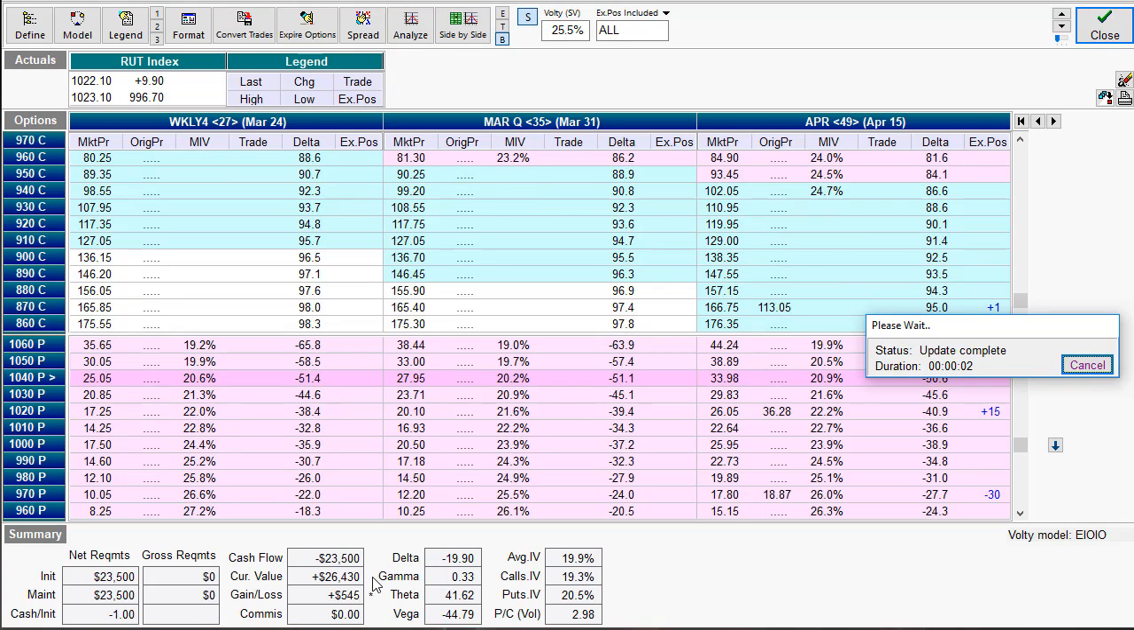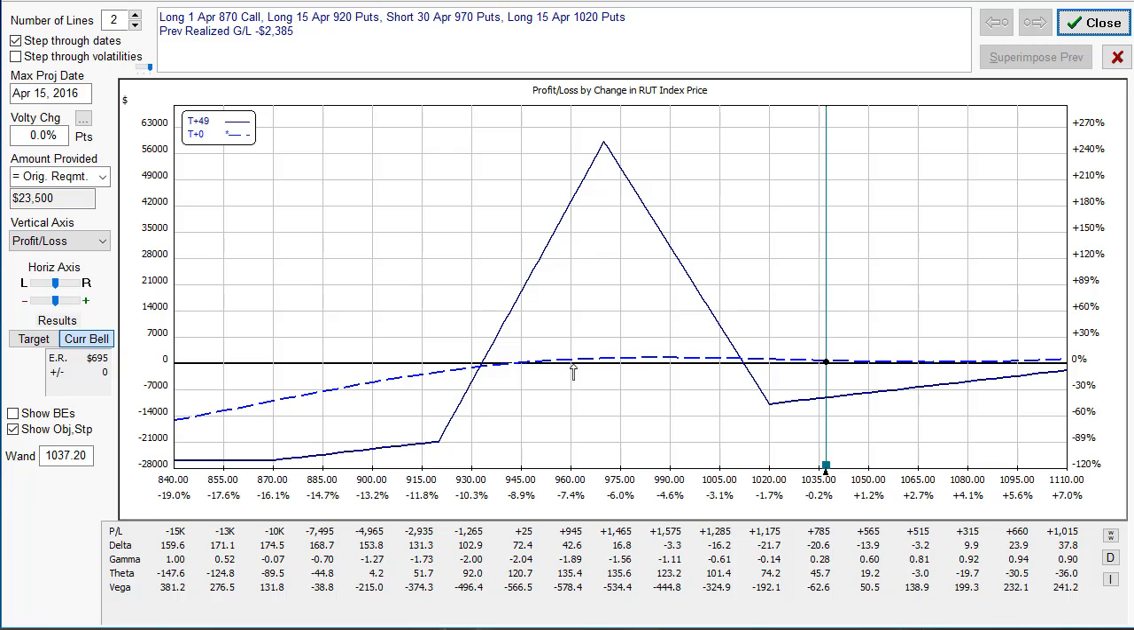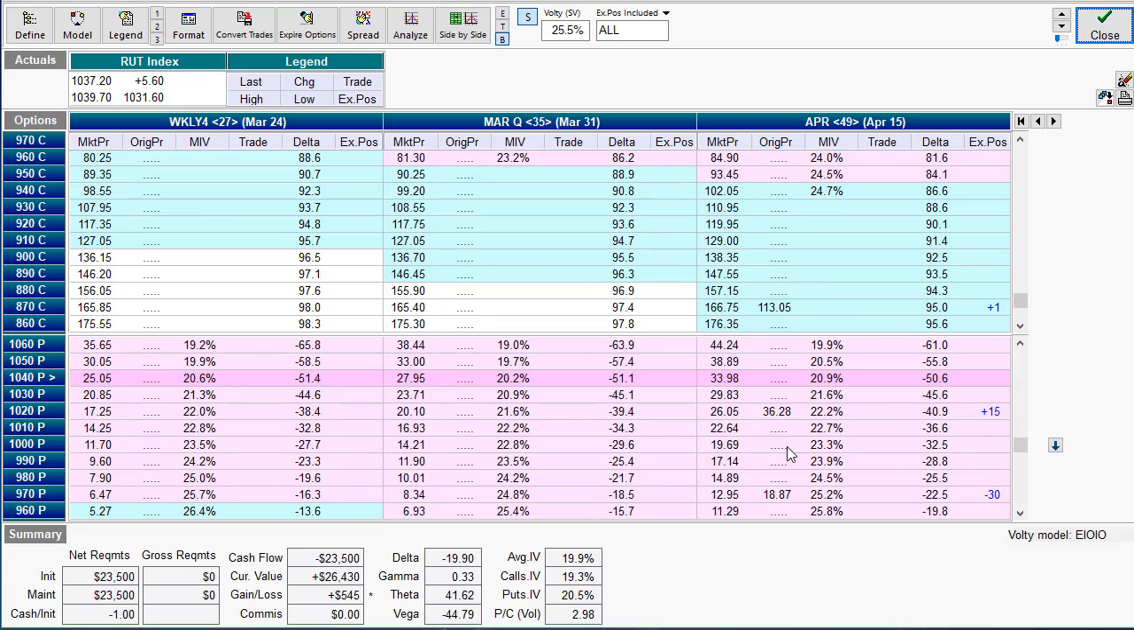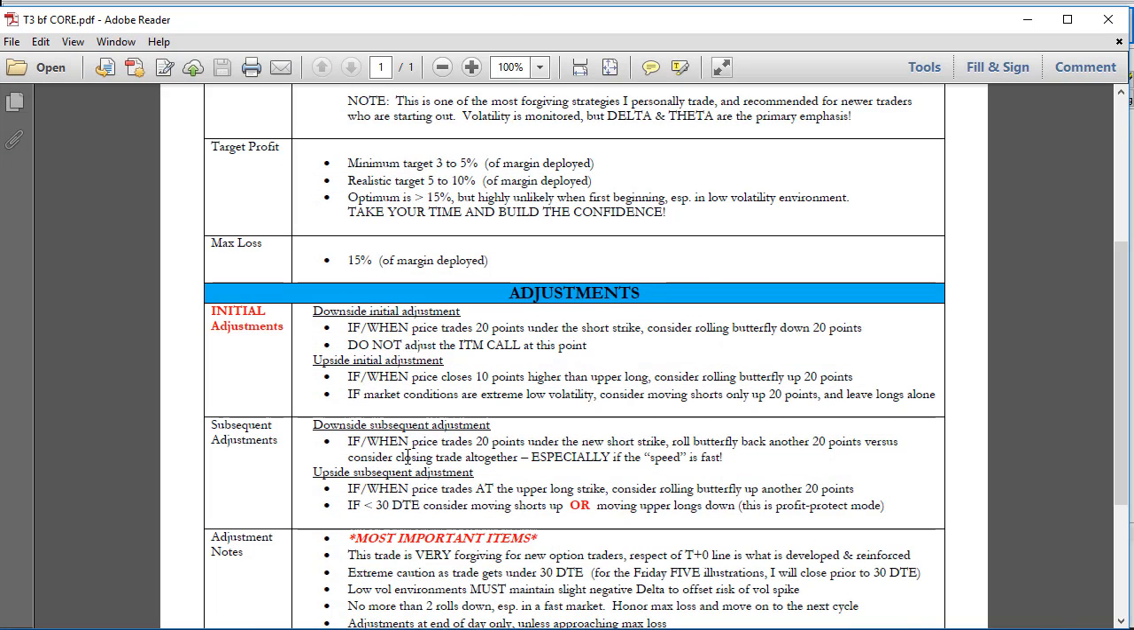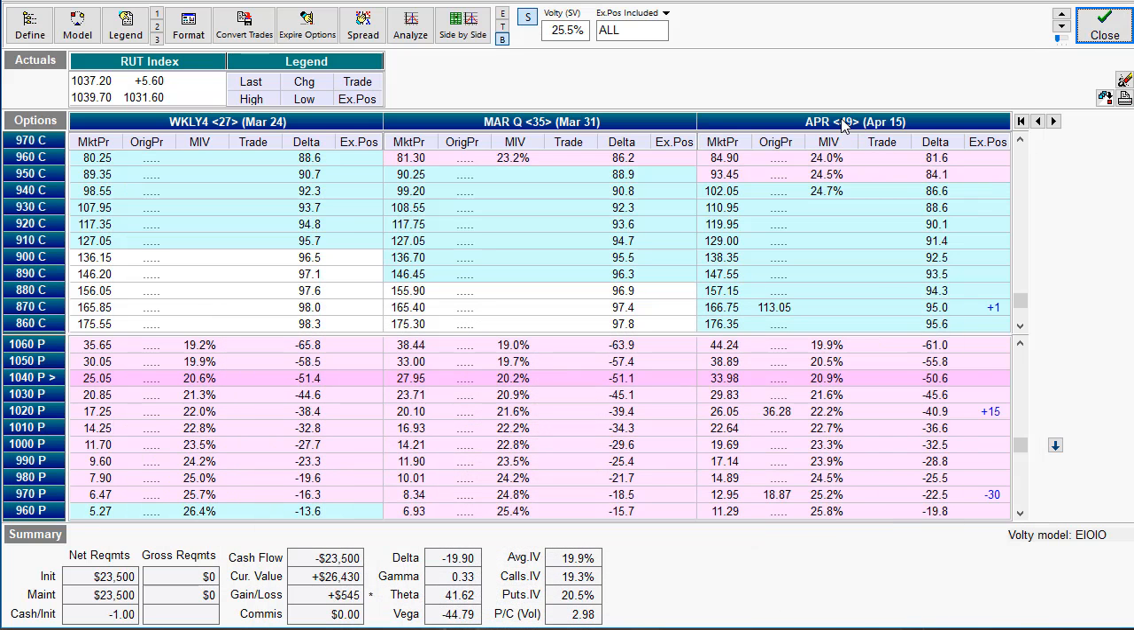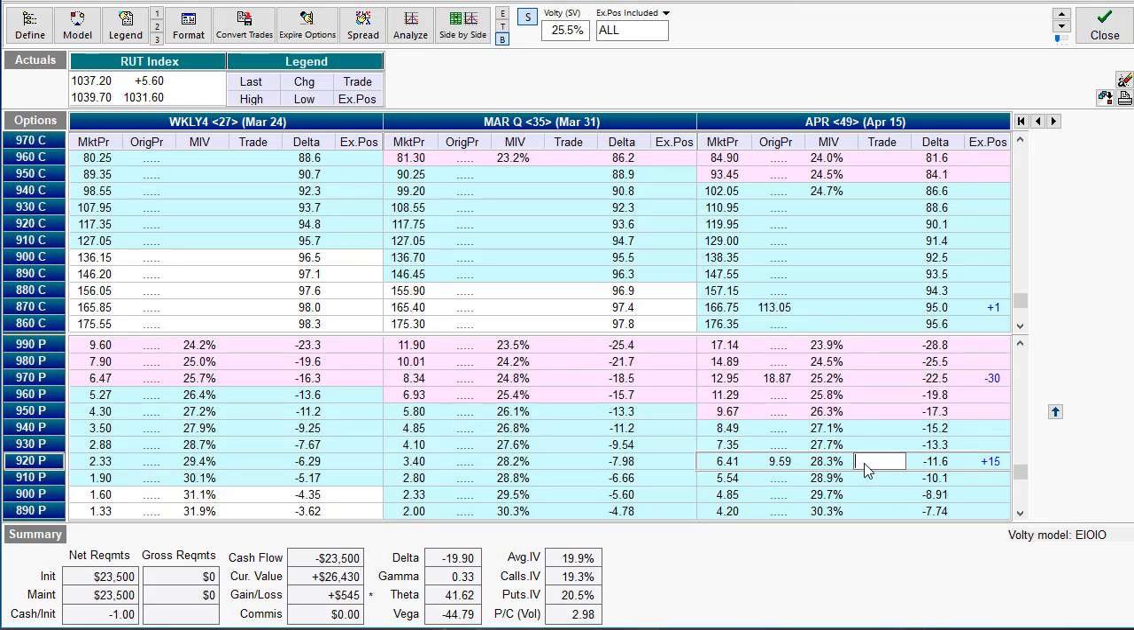That is what happens. The overall structure is intact, and you'll see our T plus 0 line is still relatively flat. But we are now well above this upper long, and we're starting to get a little bit delta negative. So we either roll it up another 20 points, that's a subsequent adjustment, or for under 30 days, we move the upper longs down. We are not under 30 days to expiration, so we move up.